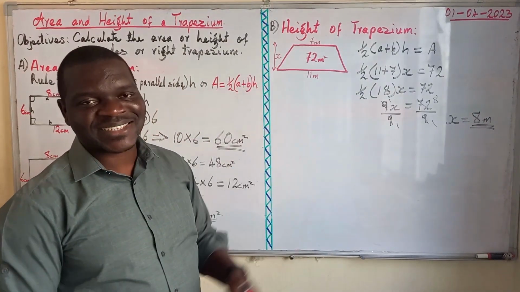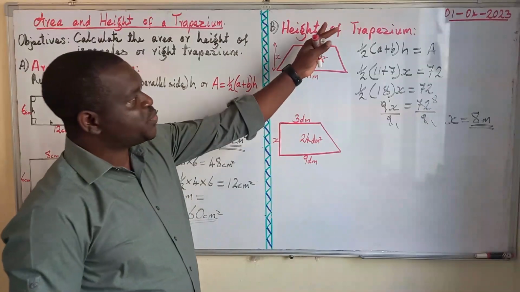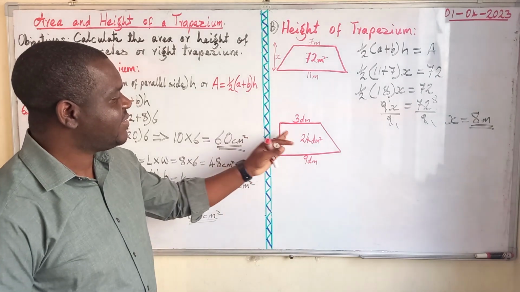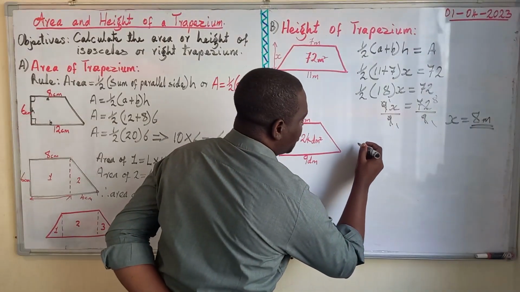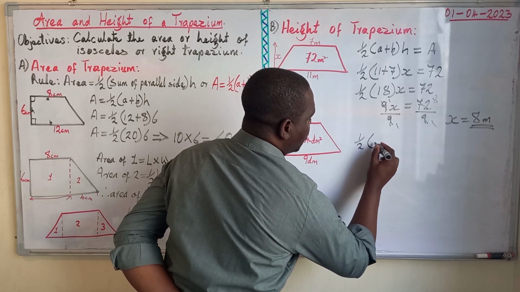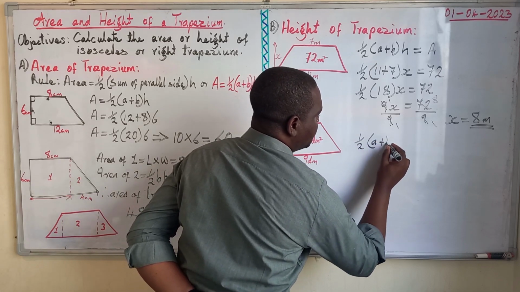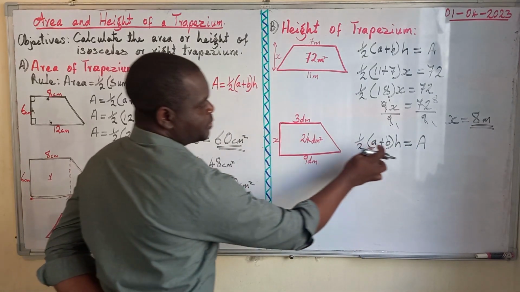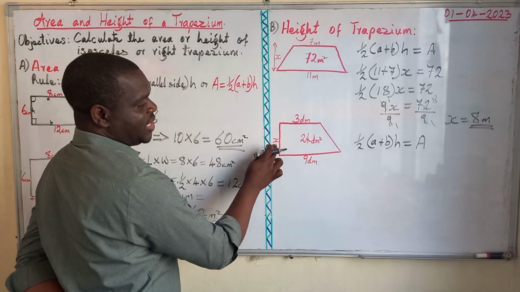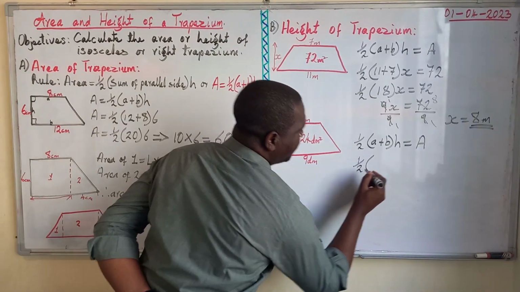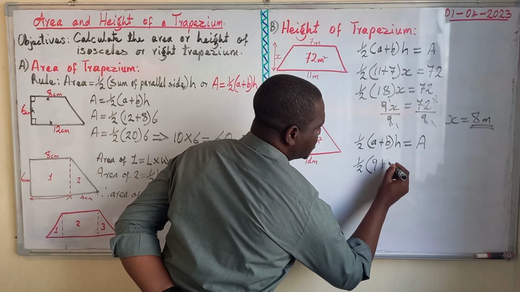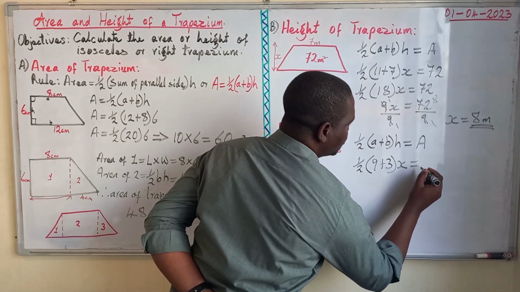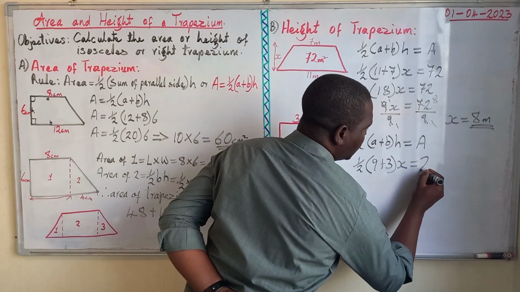Let's look at another example, and of course the last for the day. Just as we substituted to solve for this, let's do the same for the right trapezium. The area, as we know, is equal to half of sum of parallel sides A plus B times height, which will give us the area. Our height here is x, so we'll substitute h with x because here it's given as x. Half of parallel sides are 9 plus 3, and our h here is x. We substitute with x is equal to the area, which is 24 decimeters squared.